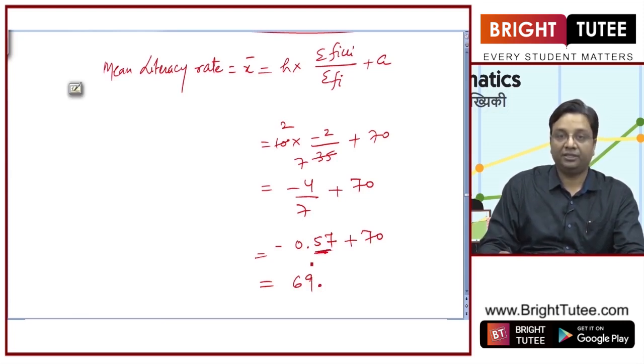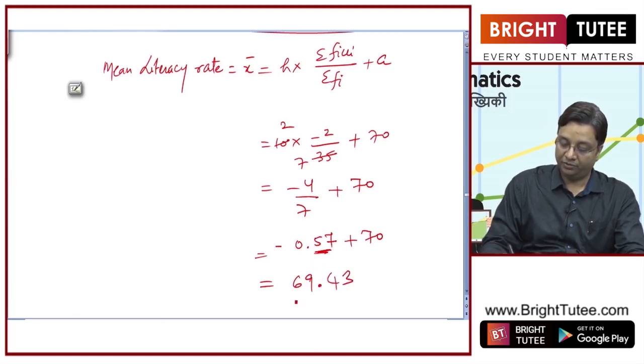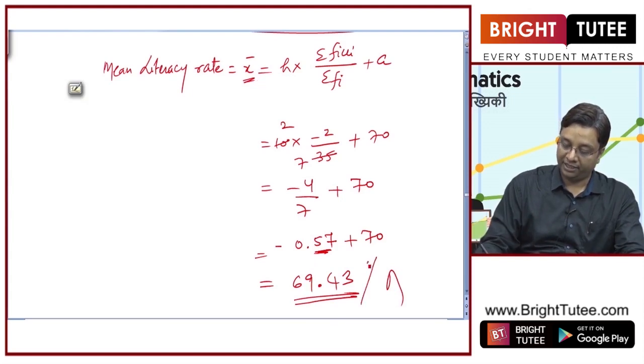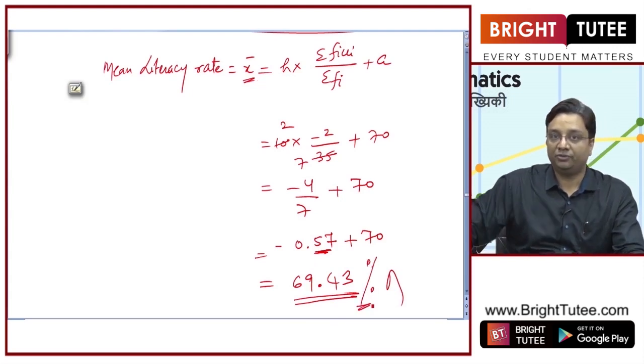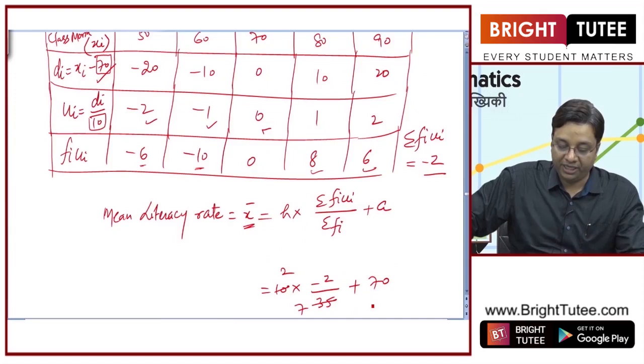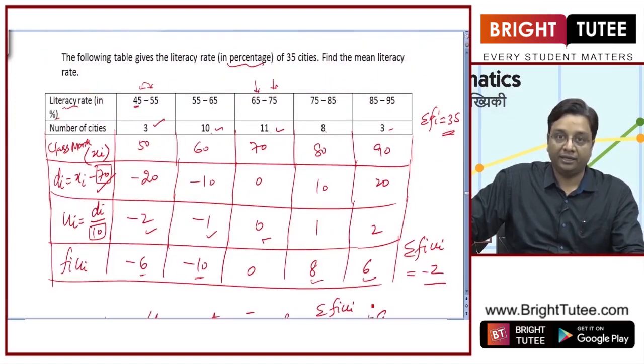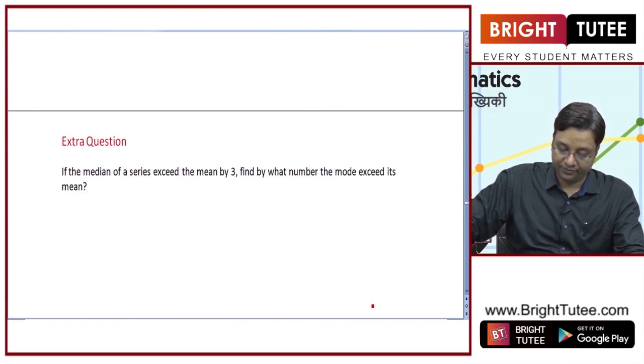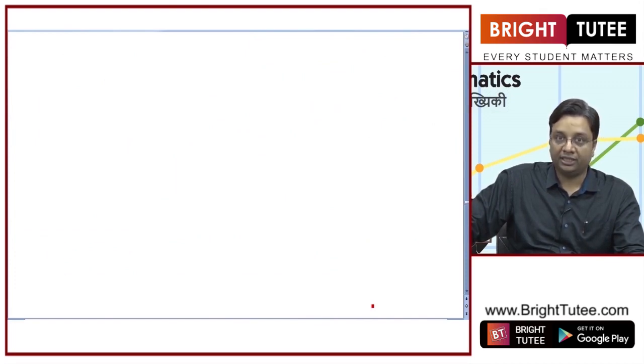100 minus 57 is what? 43. So 69.43 is approximately the literacy rate, and this is in percent. So 69.43% is the mean literacy rate, right? So this was it for this exercise here. Now we will do some of the extra questions based on this exercise in the next lecture, right?